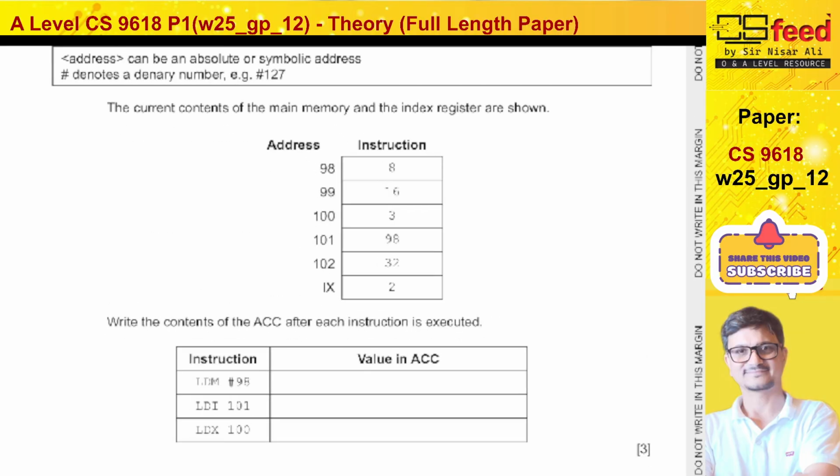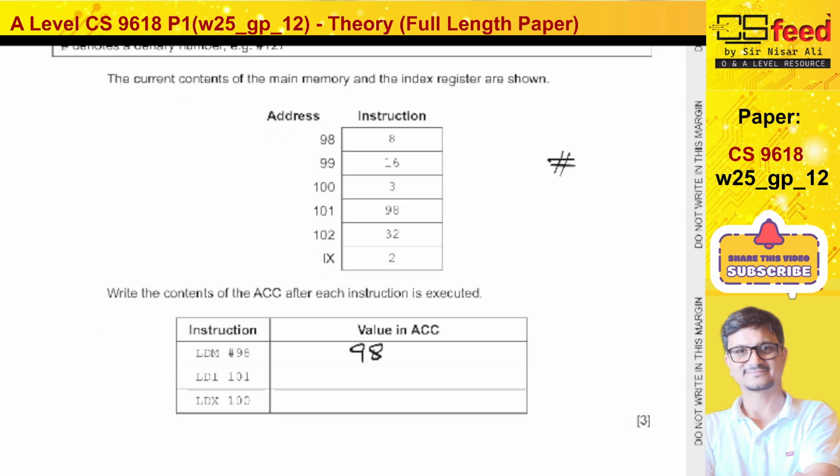LDM 98. This is immediate. Whenever the opcode is with the hash, that is a number, a constant, so directly in the accumulator we will load 98.